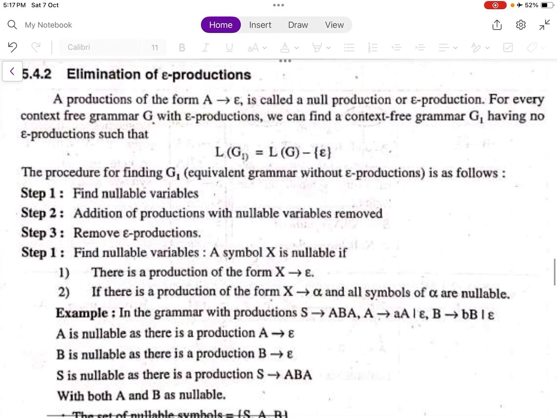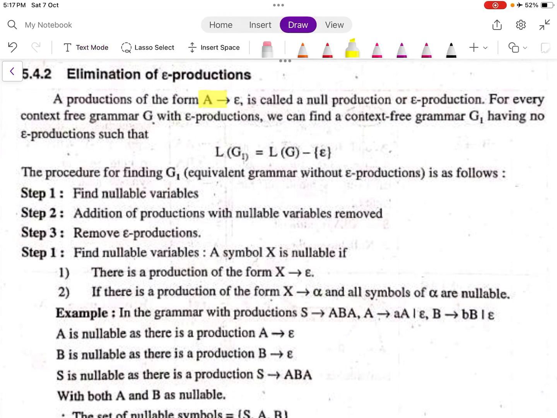So a production of the form A goes to epsilon, that is, you can replace A with epsilon, is called a null production or an epsilon production. So when we say that A can be replaced with epsilon, we say that such kind of production is a null production or an epsilon production.